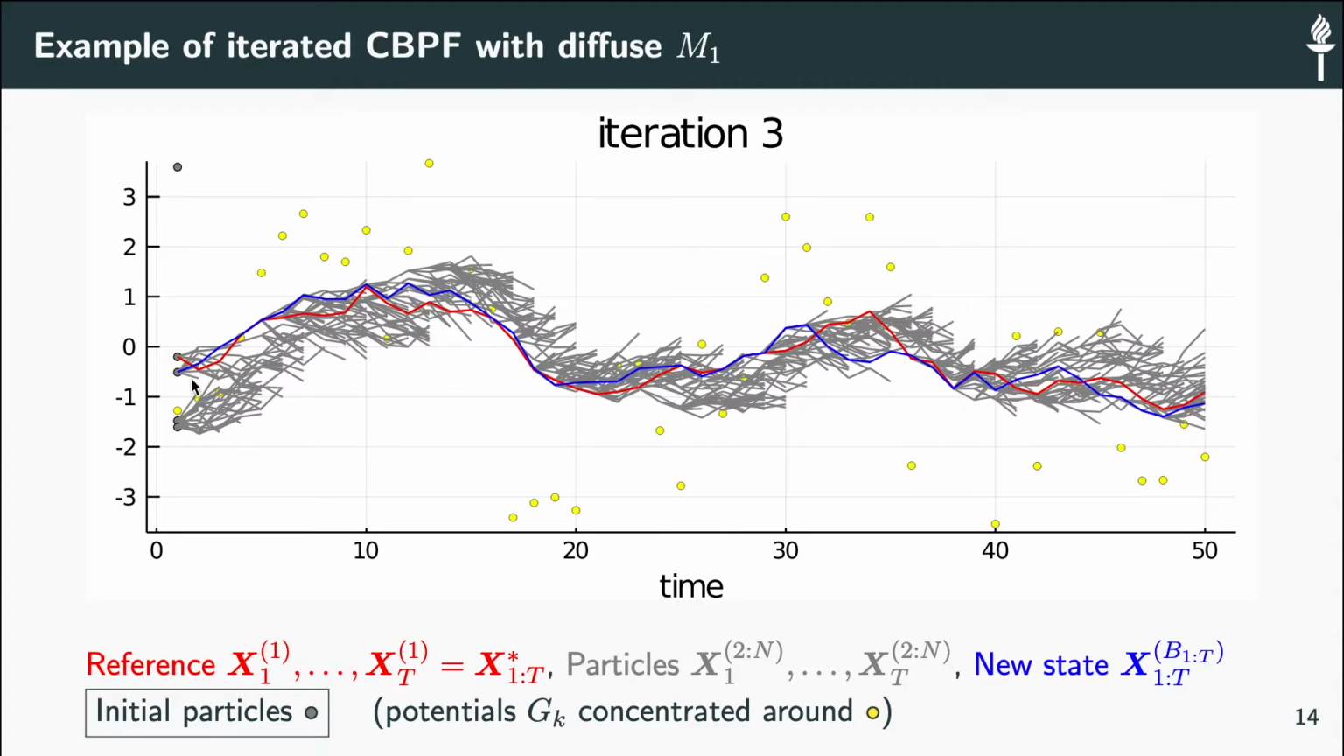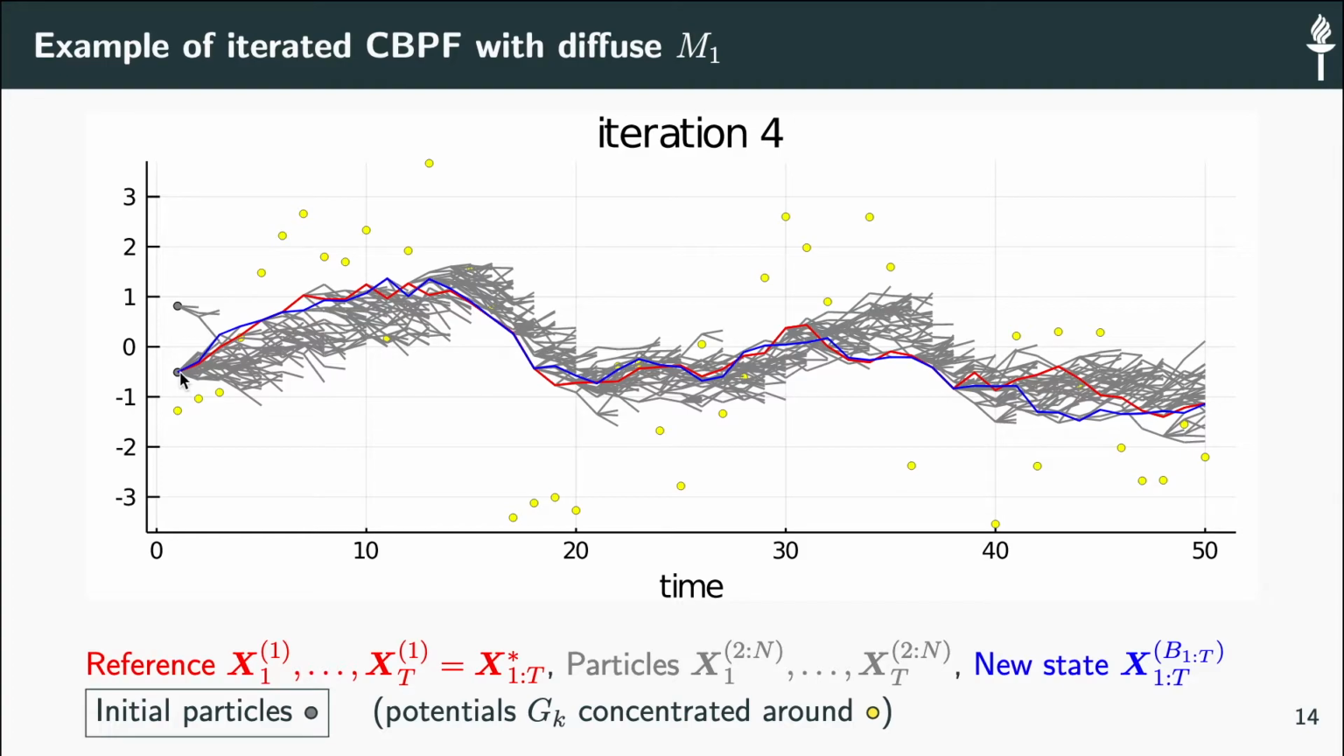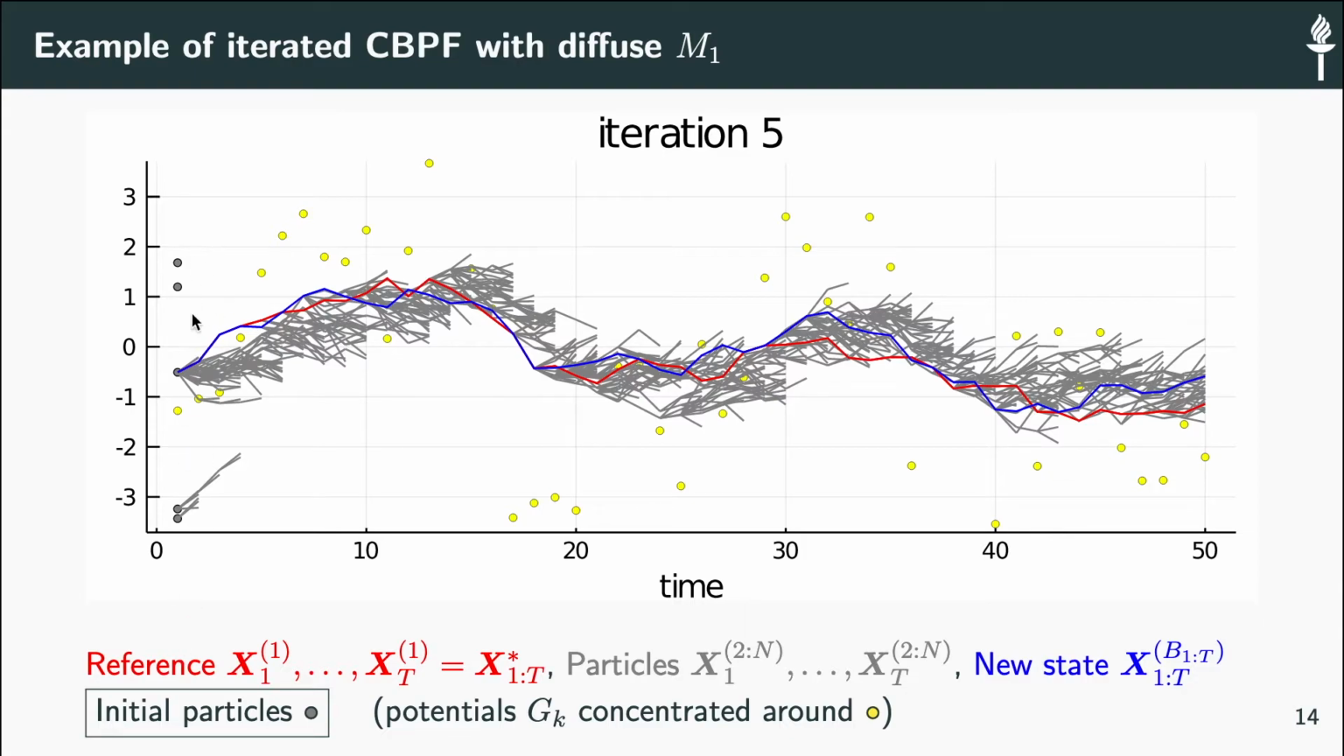But if you iterate, you often end up in a situation where you don't move the initial point at all, because there are no good candidates at the first time instant. The first time instant particles were drawn from M1. If M1 is really diffuse, most of the particles are wasted, and you end up with something like this. So this is the problem we are trying to solve here.